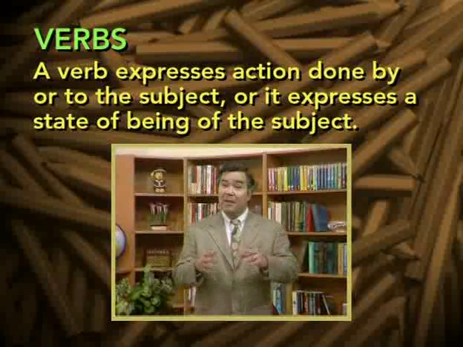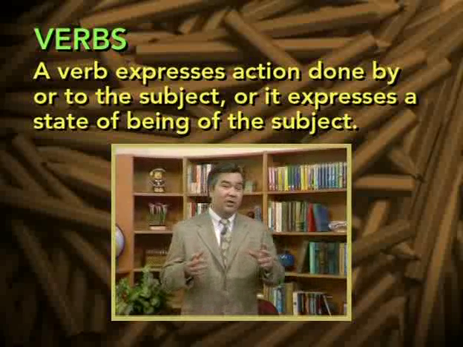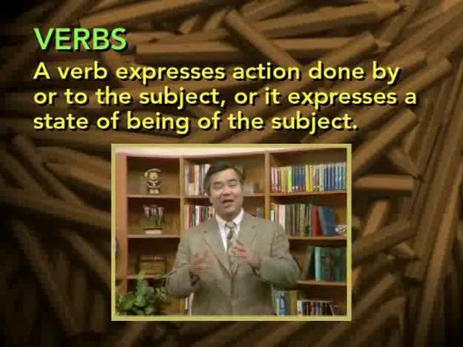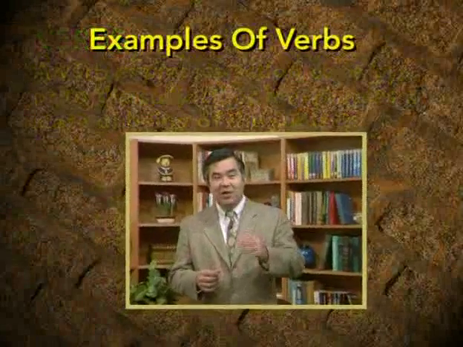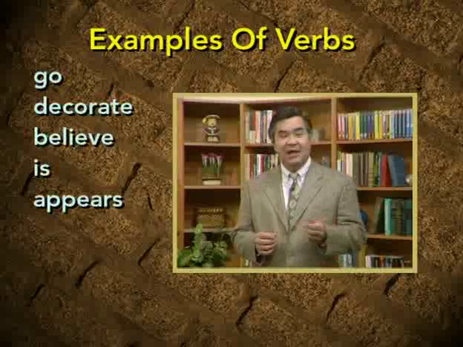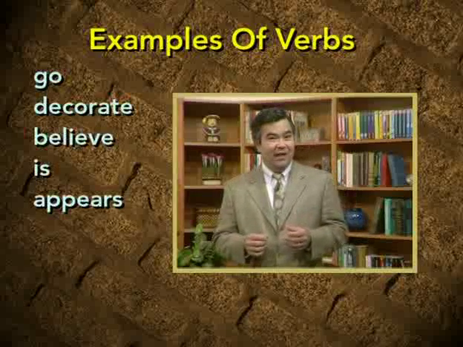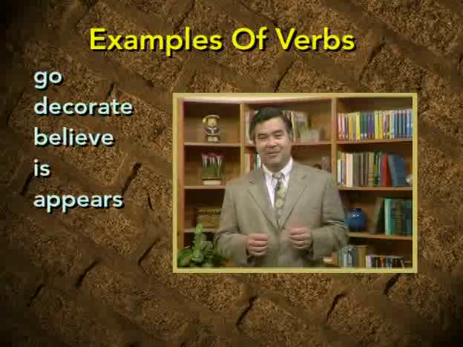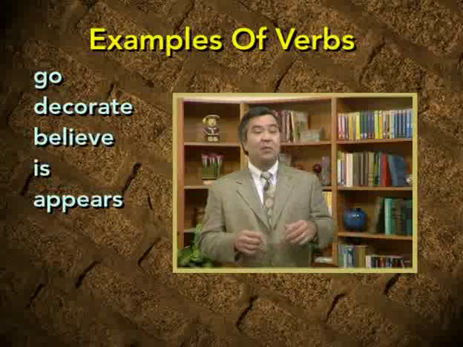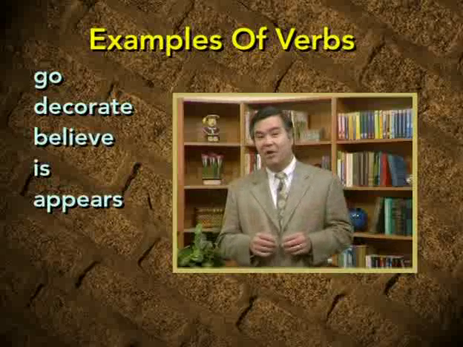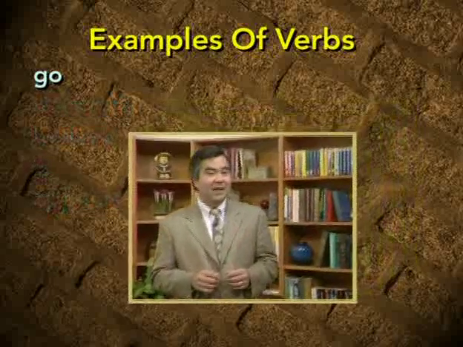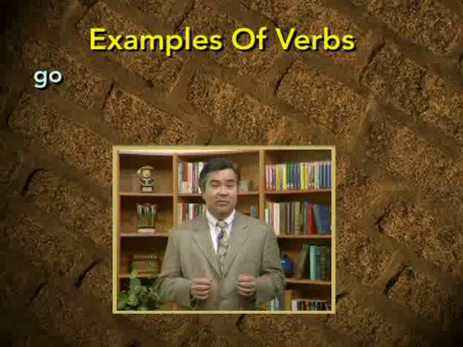As you can imagine, there are many different kinds of verbs, because verbs express all kinds of actions, activities, or states of being on the part of the subject. Here are some examples of typical verbs: go, decorate, believe, is, appears. Let's look at each of these examples. Perhaps you can come up with a sentence in which each of these words would be used as a verb. Let's start with the first one, go. Can you come up with a sentence that uses the verb go?